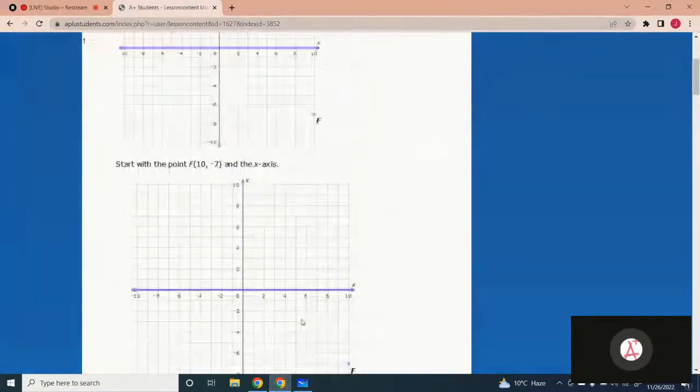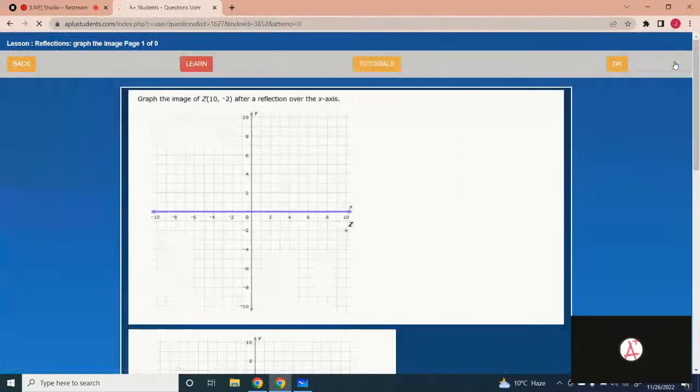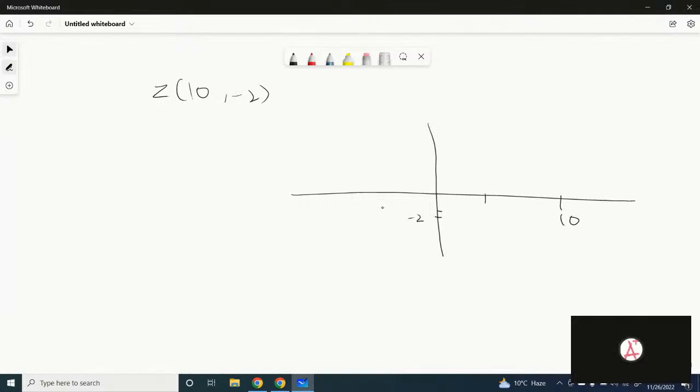Let's start with the examples, test questions, not the solved ones. Okay, the first one is: graph the image of Z (10, negative 2) after a reflection over the x-axis. The point is Z (10, negative 2). You have to reflect over the x-axis. Here you have x is 10, and y is negative 2. That means the point is somewhere here.